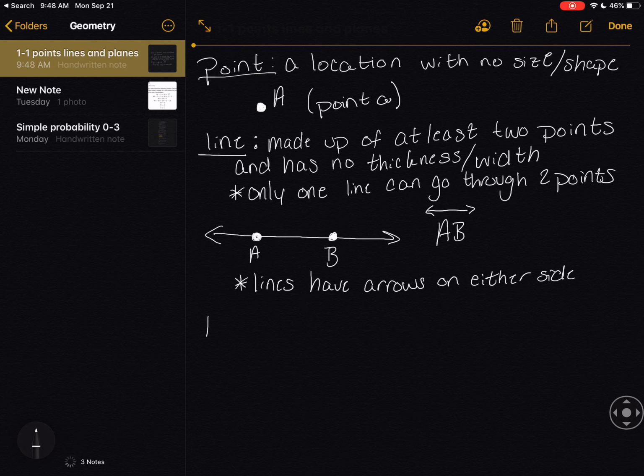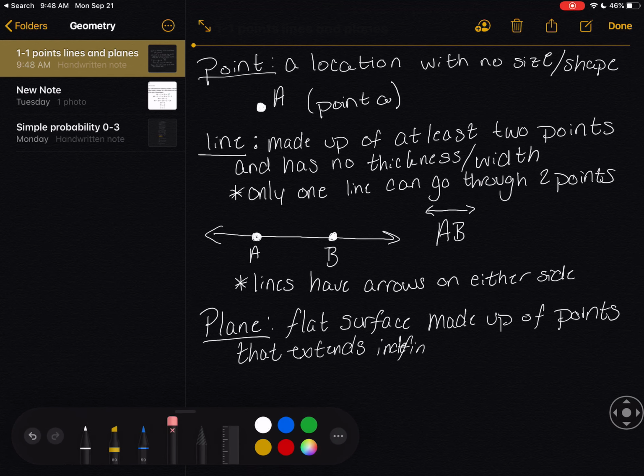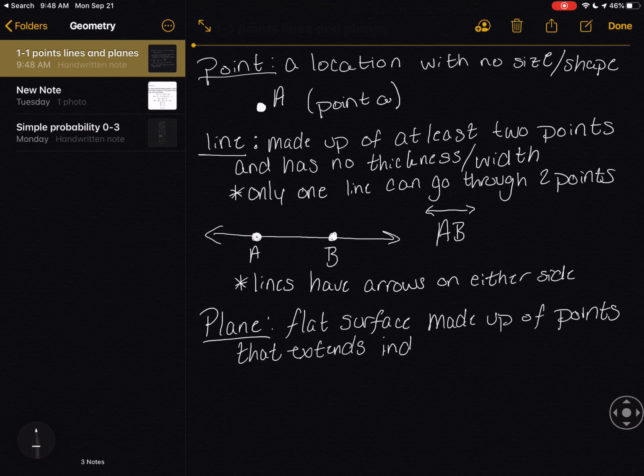The next thing that we have is what's called a plane. And a plane is a flat surface made up of points that extends infinitely in all directions.